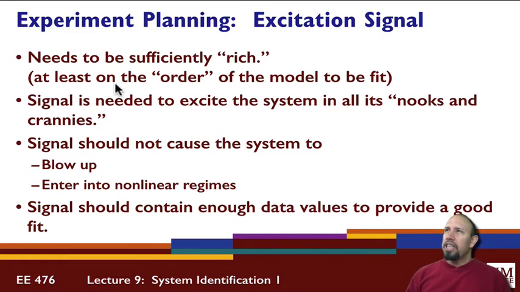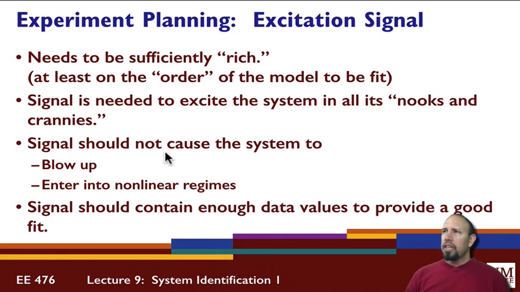In particular, it needs to be at least on the order of the model to be fit. That's the minimum requirement. But in general, we want a high order excitation signal. The signal is needed to excite the system in all its nooks and crannies. So if our system has, for example, a resonant peak, then we want a signal that has a strong component at that frequency and so forth. Or a notch. If we had a notch, we want to be able to identify that notch.